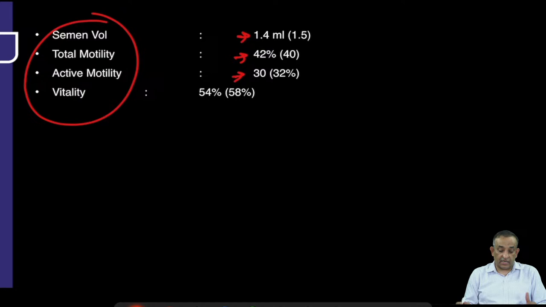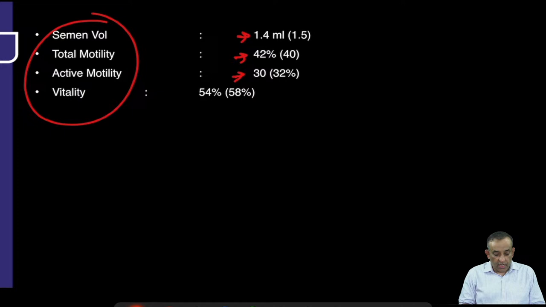If you see the WHO manual, it's a huge new book. It is free of cost on the internet. You can download it and take a printout PDF from the WHO website. So much research has gone into altering these values a little bit. The complete semen parameters, I've given you the whole of it.